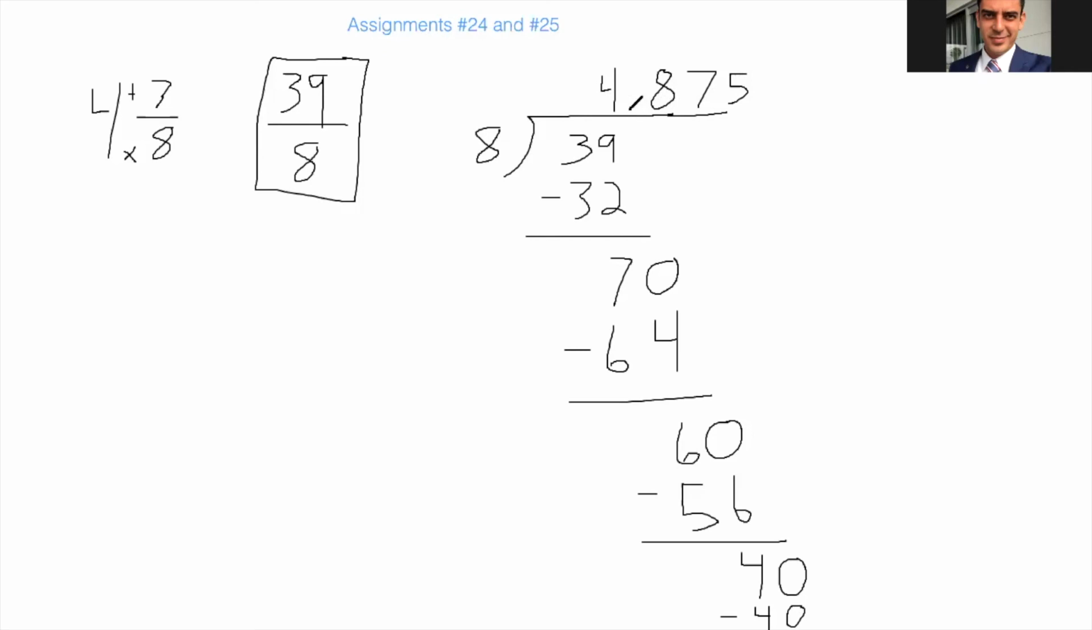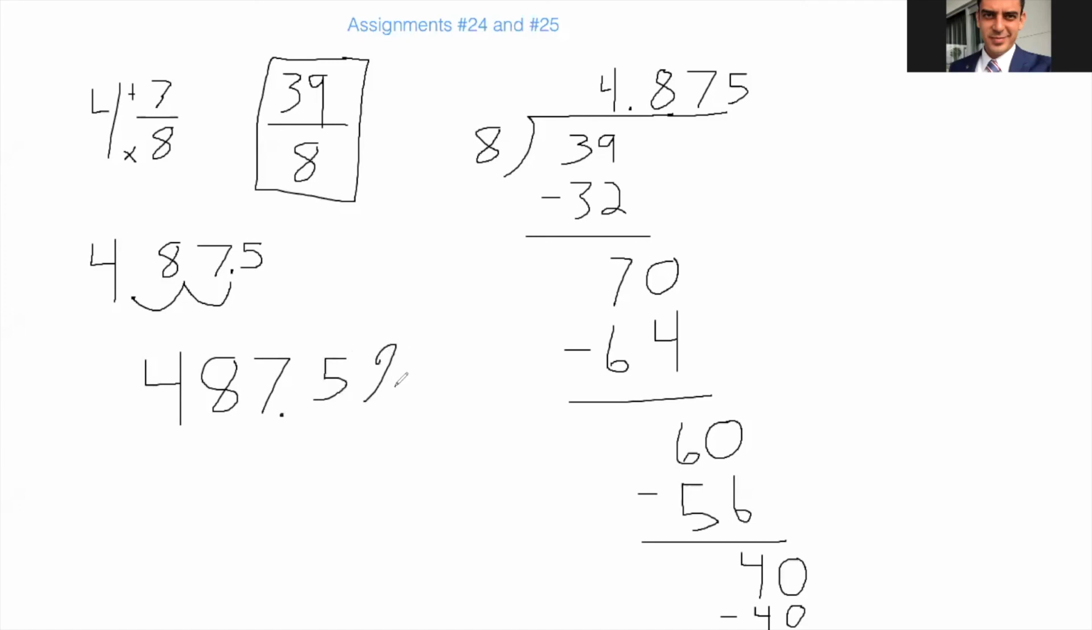Now, if I said, what is this in percent form? Then all you would do is grab that decimal. So let's put that number over here. 4.875. And then all you would do is move it to the right 2 times. So once, twice, and then that's 487.5%. And that does make sense because 400% means 4 whole items.